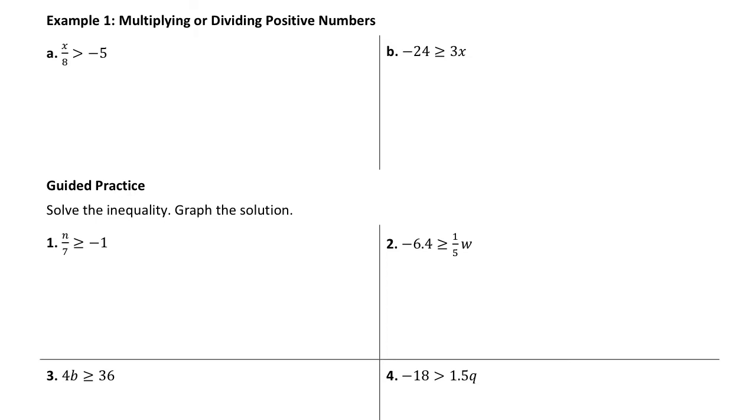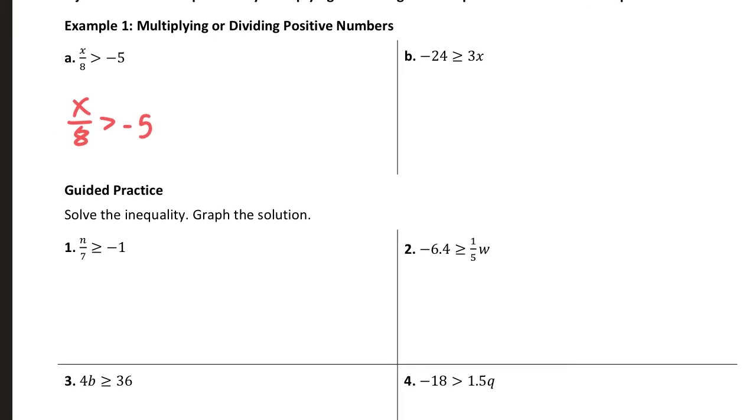So, x over 8 is greater than negative 5. To solve that, x over 8 is x divided by 8. The way I would isolate x is I would multiply both sides by 8. So that means this would be x is greater than negative 40. I'm undoing that division.